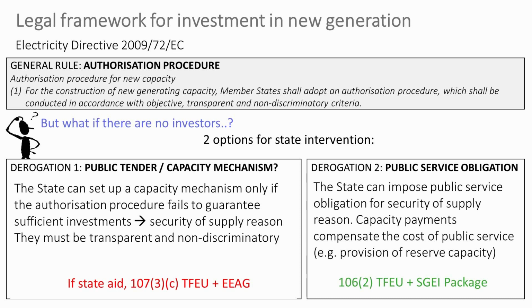So, just to recap, if security of supply is at risk, the state can go ahead and set up a capacity mechanism, provided that it is transparent and non-discriminatory. Similar language we can actually find in the directive on the security of electricity supply, which allows both for the imposition of public service obligations and measures which ensure sufficient reserve capacity, as long as they are non-discriminatory.